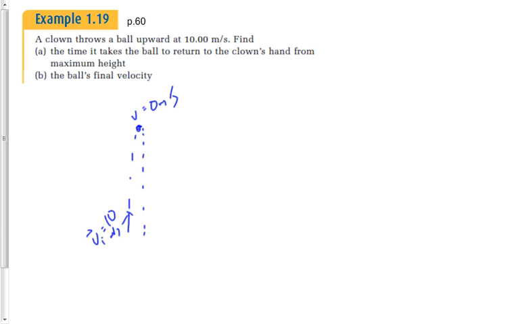If you start at 10 and you slow down at a rate of 9.81 and you stop, and then you speed up at a rate of 9.81 over the same distance as you slow down at, what's the final speed going to be? 10. Same speed you started with, right? If you speed up at the same rate you slow down over the same distance, the final speed's got to be the same as the initial. So I'm going to say VF would technically be negative 10 meters per second.